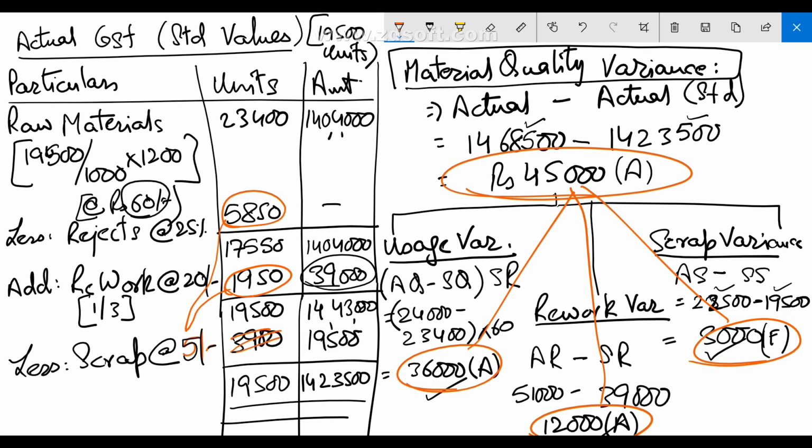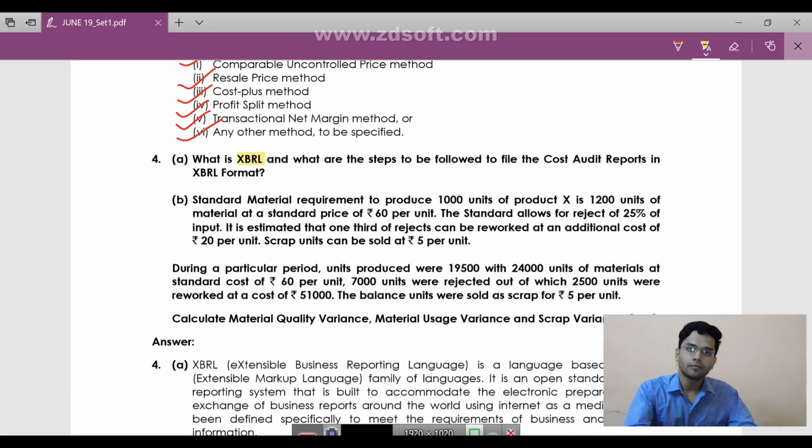So yes, I know that this question might not come in the examination, but still there's no harm in at least trying, guys. So I tried and completed this question for all of you so that you are able to grasp the concept.